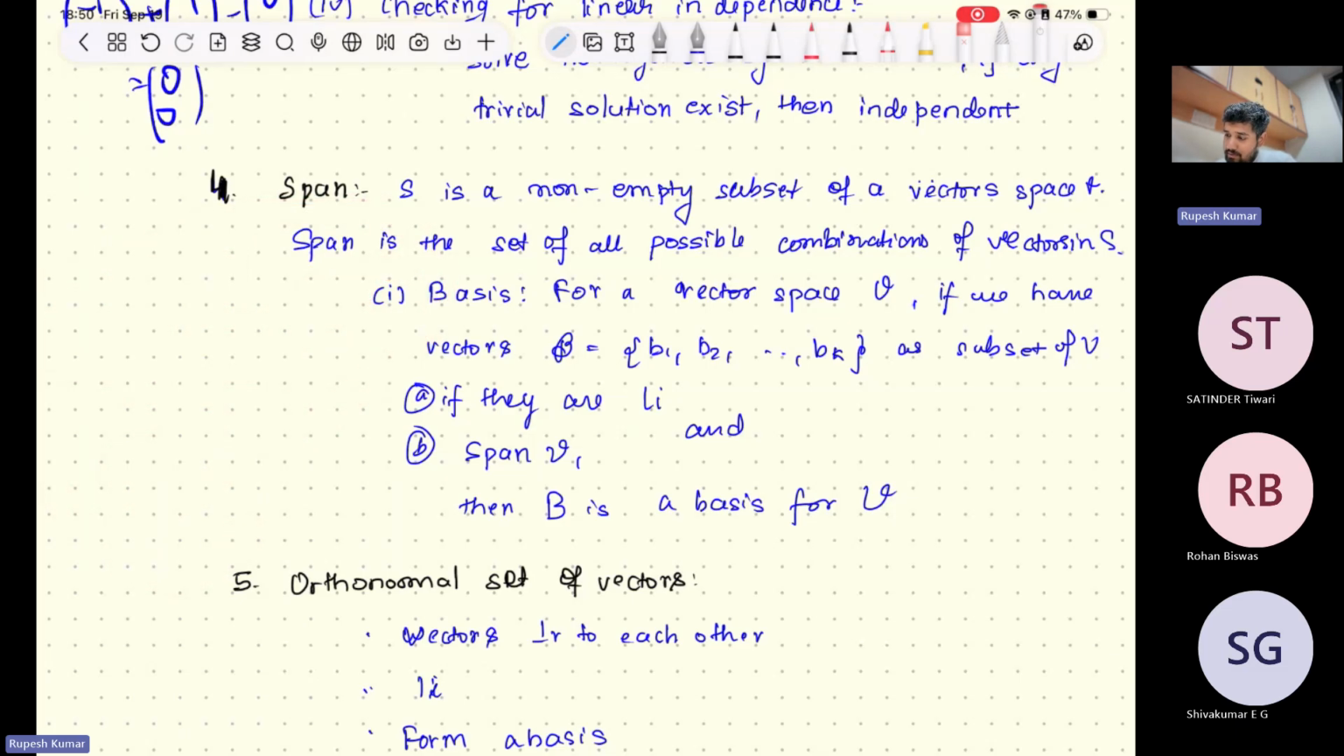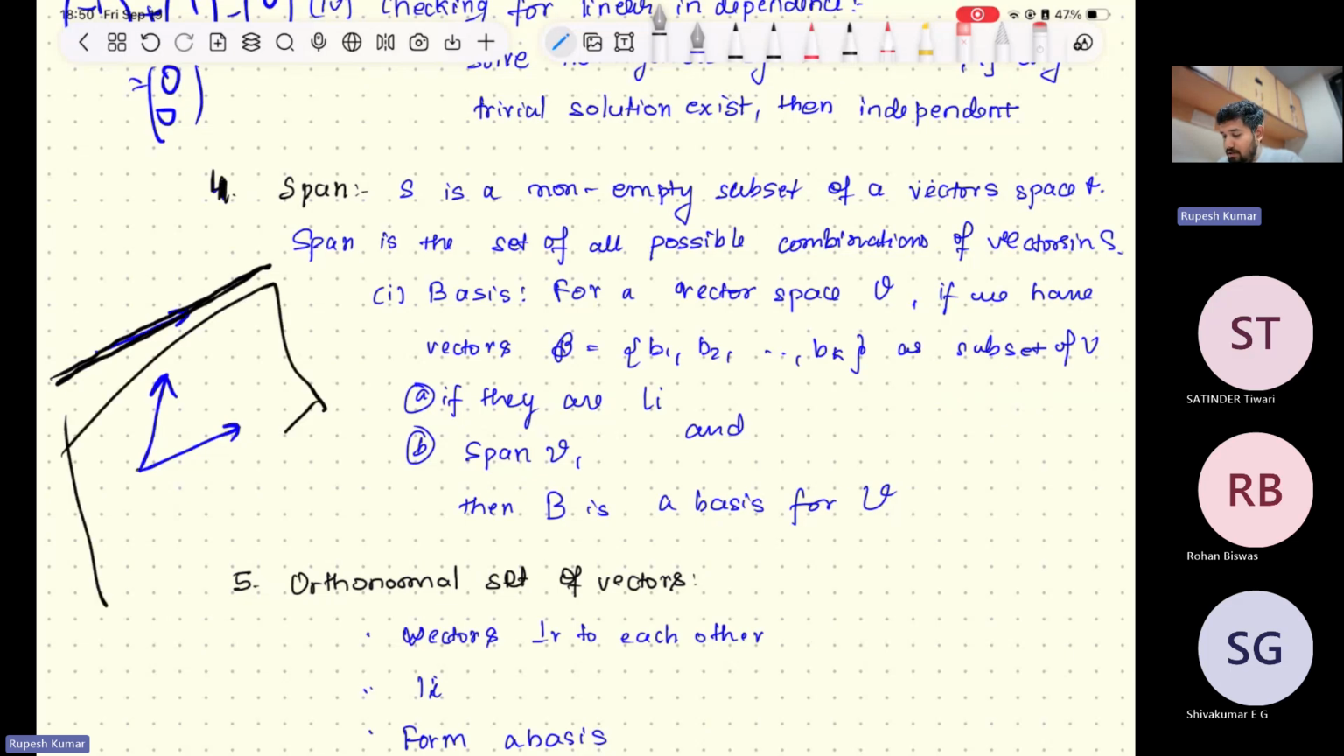Is this clear? For example, if you have a vector like this, then all the vectors lying along this line will be in its span. If you have two vectors, one like this and another like this, then all the vectors in this plane will be in the span of these two vectors. Is this clear, everyone? If you have any doubts, you can just interrupt me and ask.